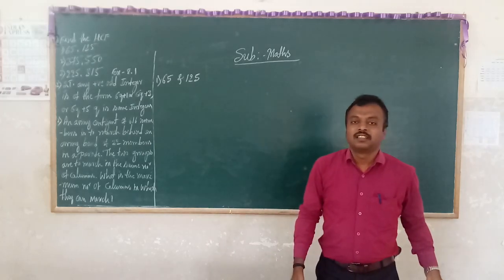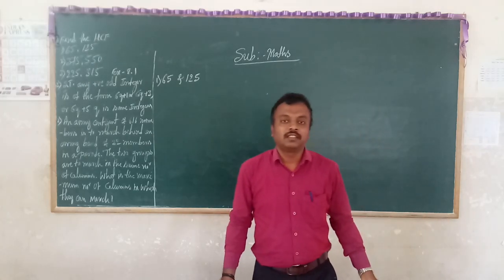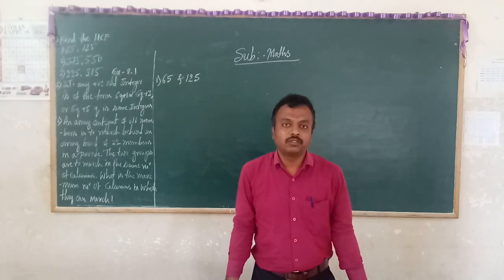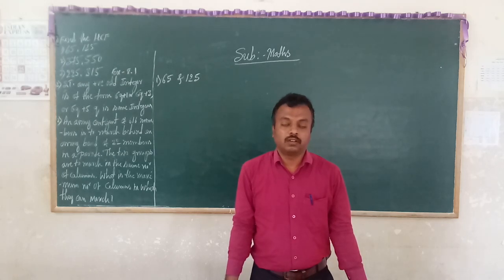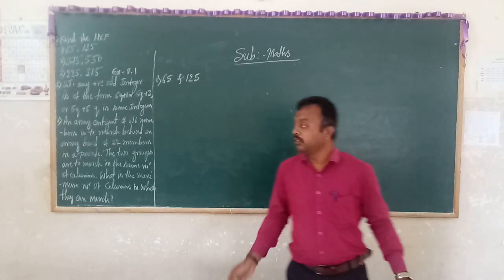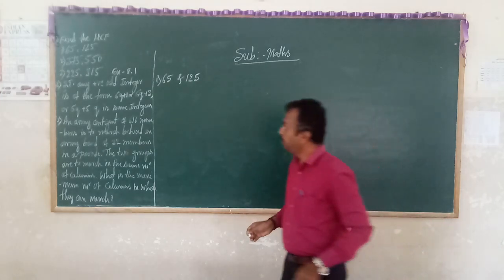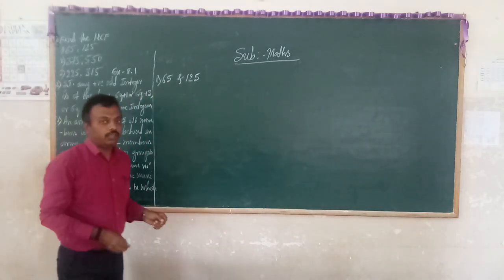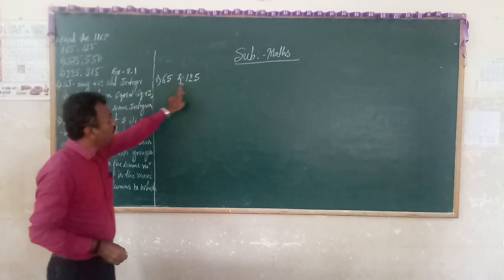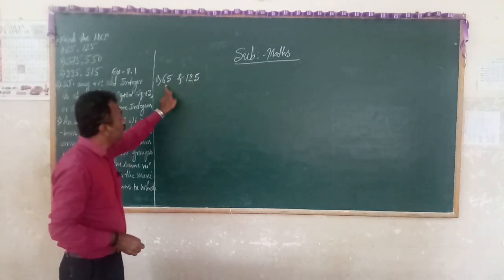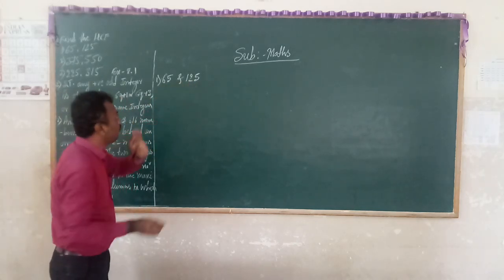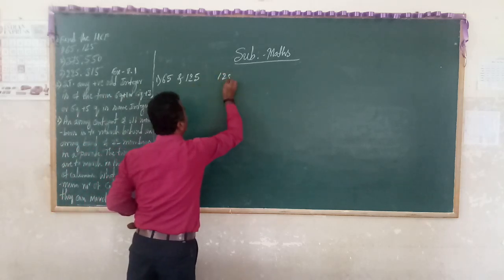Hi students, in the last classes we learned the HCF by using the Euclid division lemma. Today we have to discuss some more examples of finding the HCF by using the Euclid division lemma. Let us take an example, 65 and 125. Okay students, 65 and 125, these two are positive integers. 125 is greater than 65.